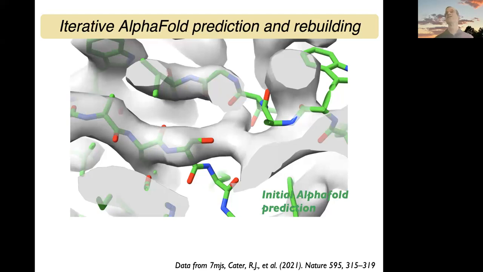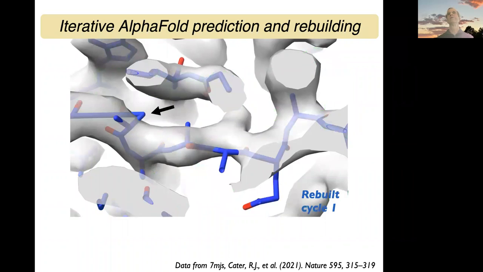The right side does not look that good, right? It's clearly not doing the right thing. So now we're going to rebuild that model. This is the rebuilt version. And this rebuilt model is actually not that good. You see that little arrow there. It's got some really bad geometry at the junction, but it kind of is starting to fit in the density.